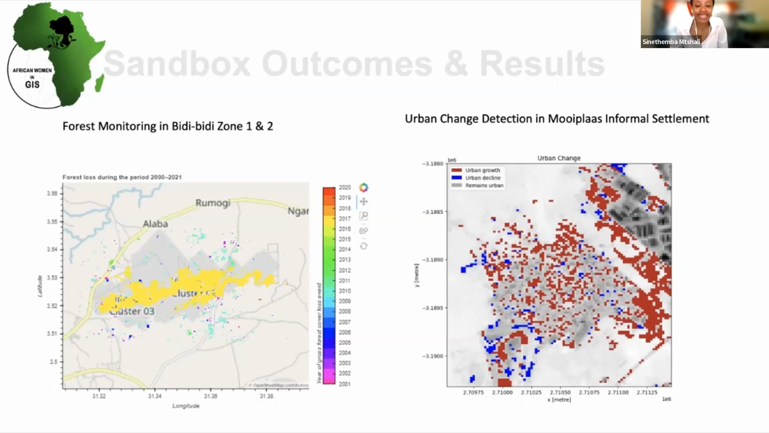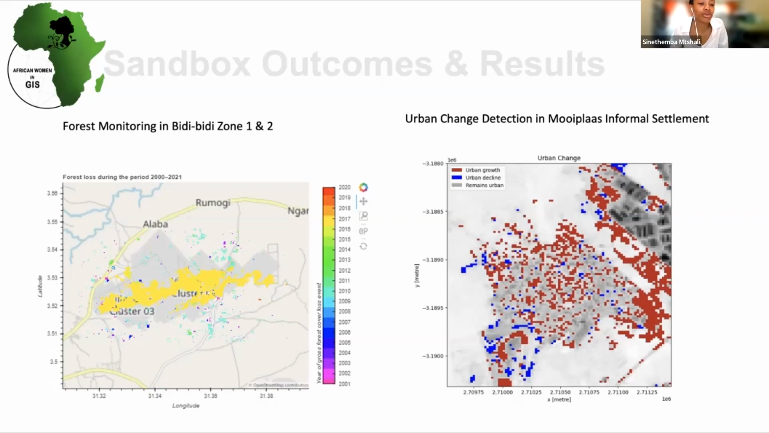That's where it started. I decided to use the sandbox and use two locations as a case study. One of them was Bidi. The next one was the Mooiplaas informal settlement, because we know that a lot of migrants move to informal settlements when they cross borders in search of a better life. And using the same methodology on two locations can help us really see and understand what's happening.